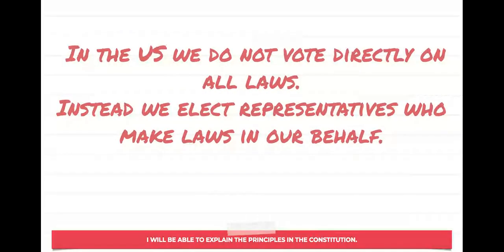Okay, here's a couple of scenarios. Which principle does this deal with? In the U.S., we do not vote directly on all laws. Instead, we elect representatives who make laws on our behalf. So what principle is that dealing with? And if you said Republican government or Republican form of government, then you are correct. That is describing a republic.